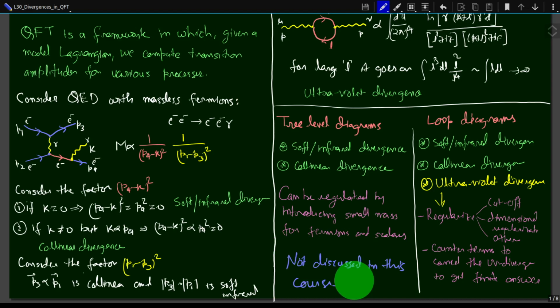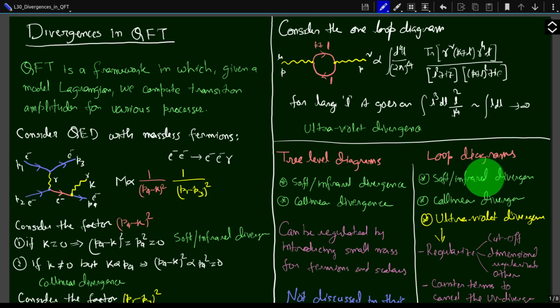And this is not discussed in this course. While for the loop divergence, we also don't discuss the detailed computation here, but the loop diagrams do have the soft infrared and the collinear divergences, but we are only interested in the ultraviolet divergence.